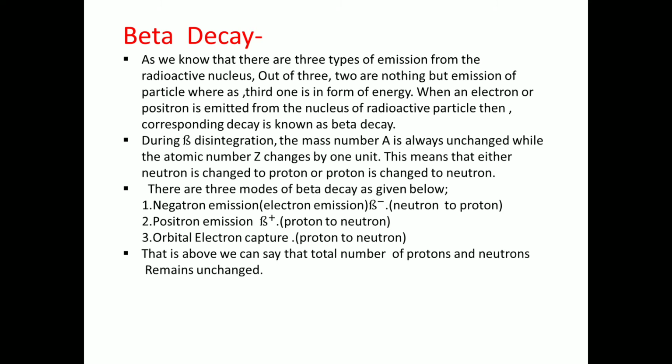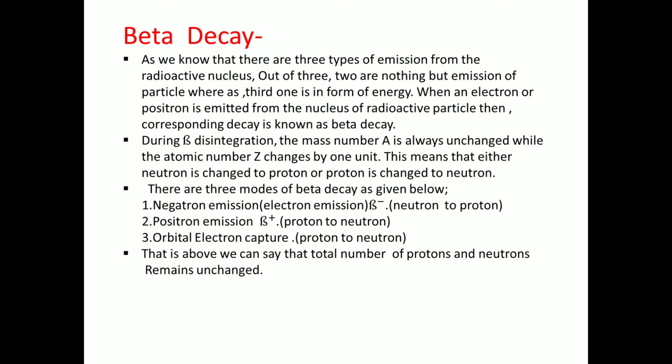Means what? During beta disintegration, the mass number is always unchanged. Means the total number of nucleons is always unchanged. Means N plus Z equal to A should remain constant. If A is equal to N plus Z remains constant, then there is only a change where a proton is changed to a neutron and a neutron is changed to a proton.